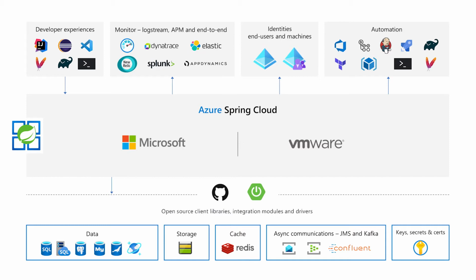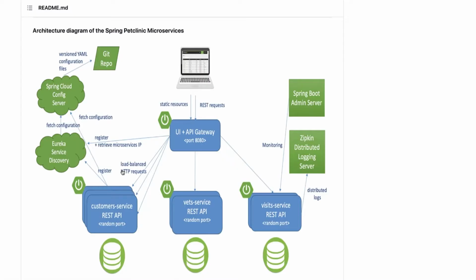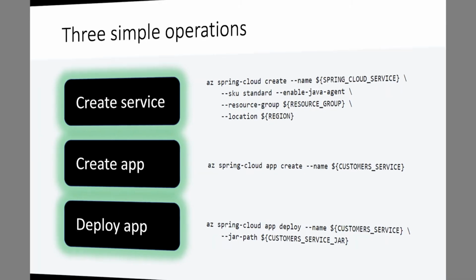I have an app composed of Java microservices, and I want to run them on Azure. This is a popular repo, a distributed version of Spring Boot Pet Clinic. You can see an API gateway as the entry point. The operator comes in, and there are 3 microservices and 1 Spring Boot admin server. We're going to deploy to Azure Spring Cloud. I took 3 simple steps to deploy to Azure Spring Cloud. I created the service, created apps, and deployed the jar files.